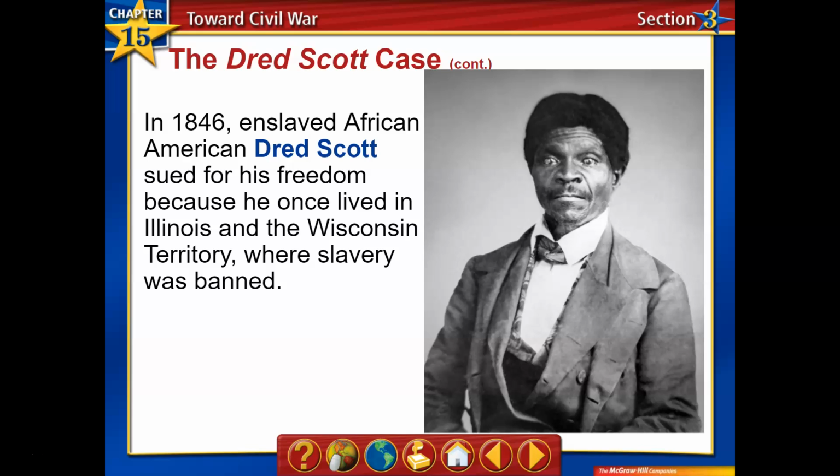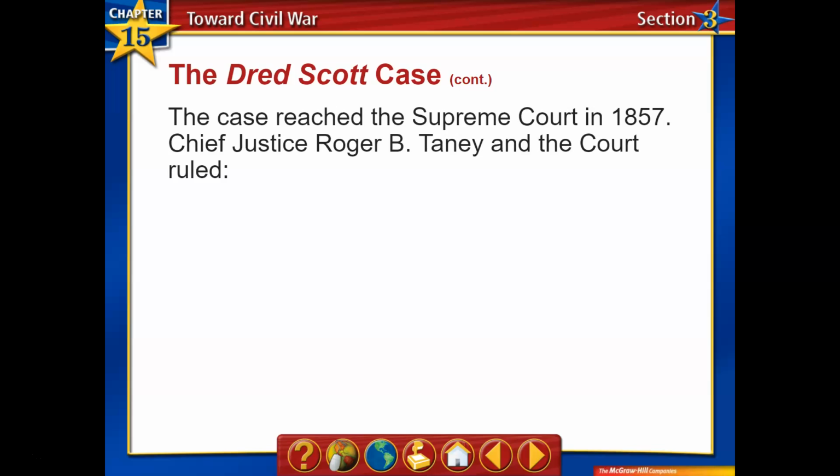So in 1846, we have an enslaved African American by the name of Dred Scott who decides to sue for his freedom because as he moved with his master and went through his journeys, even somewhat independently later, he was once living in Illinois and Wisconsin territory where slavery had been banned. And so his idea was that having lived in these areas independently where slavery was illegal, he was no longer a slave. So this makes its way all the way up to the Supreme Court.